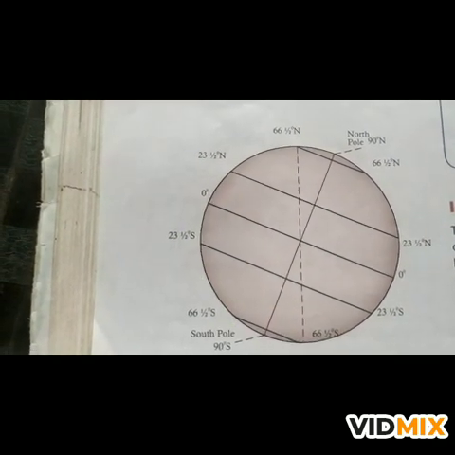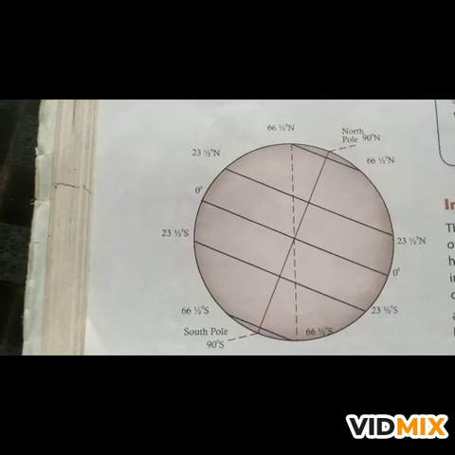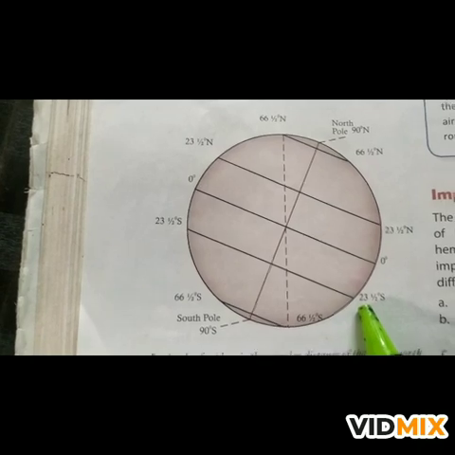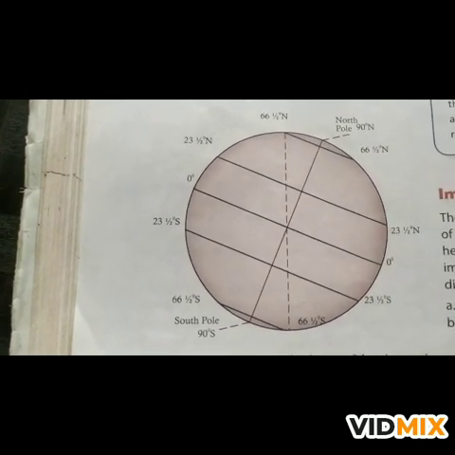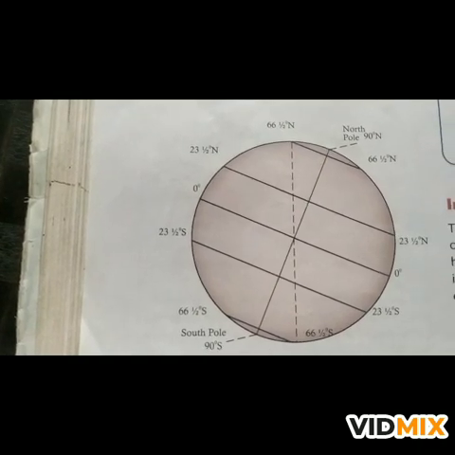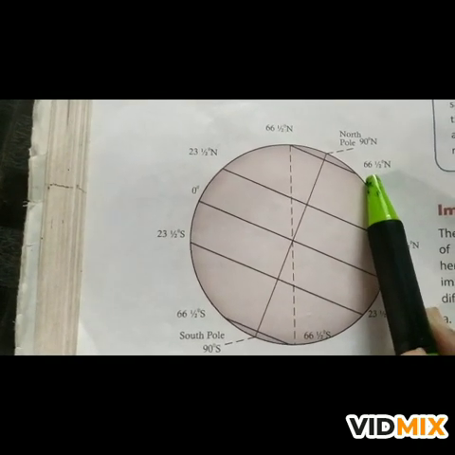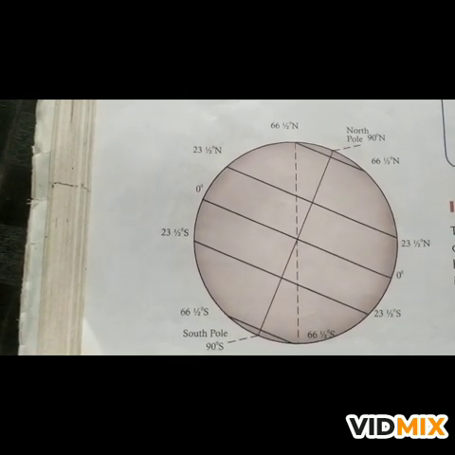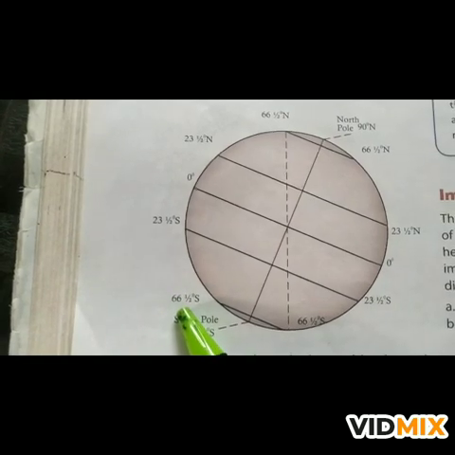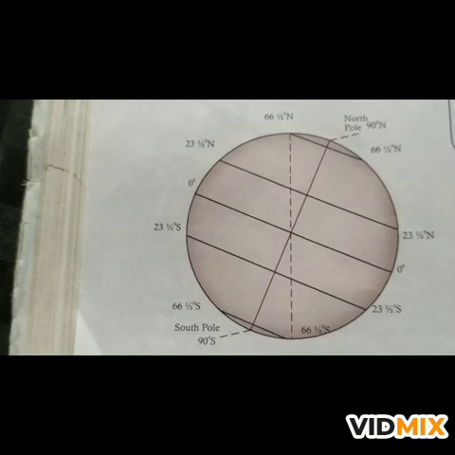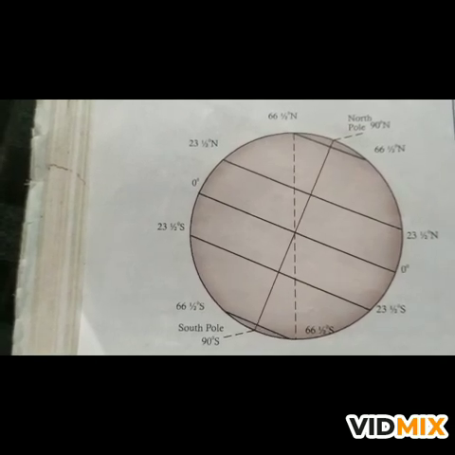Next is the Tropic of Capricorn, which is 23.5 degree south. This is Tropic of Capricorn. Next is the Arctic Circle, which is 66.5 degree north. Next is the Antarctic Circle, which is 66.5 degree south. These were some of the important parallels of latitude.